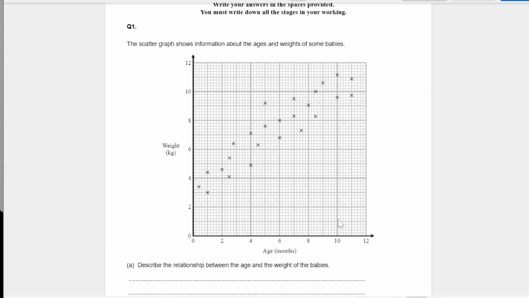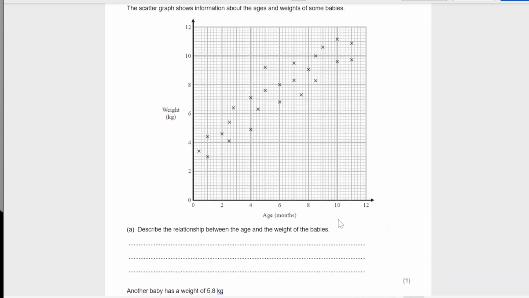Question 1: a scatter graph shows information about the age and weights of some babies. Describe the relationship between the age and weight of the baby. It doesn't say describe the correlation, it says describe the relationship. So I would say that there is a positive correlation between the age and weight of the babies.